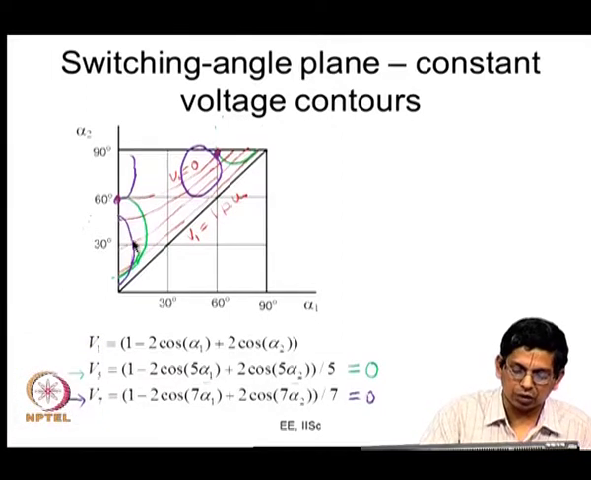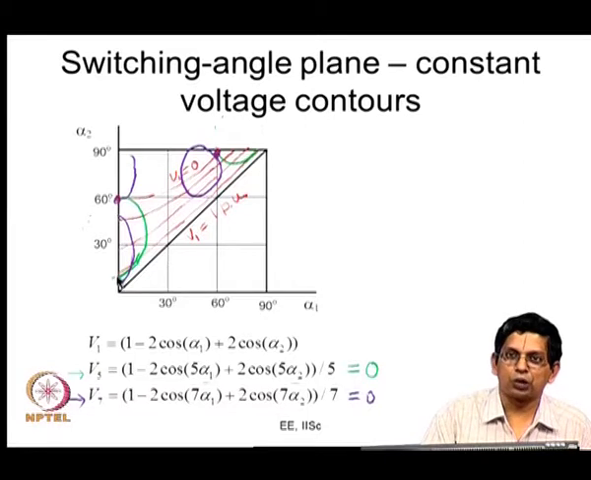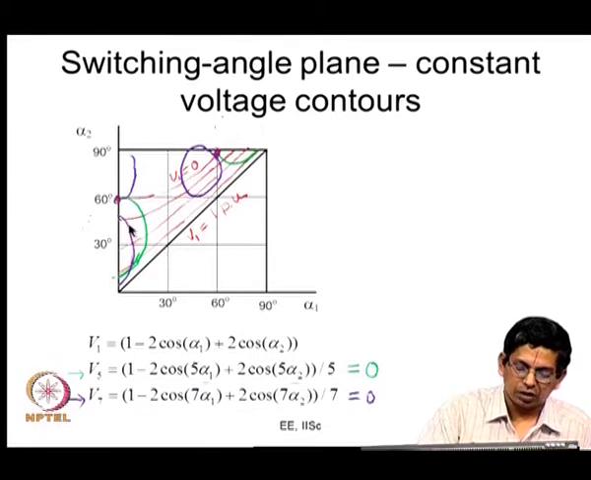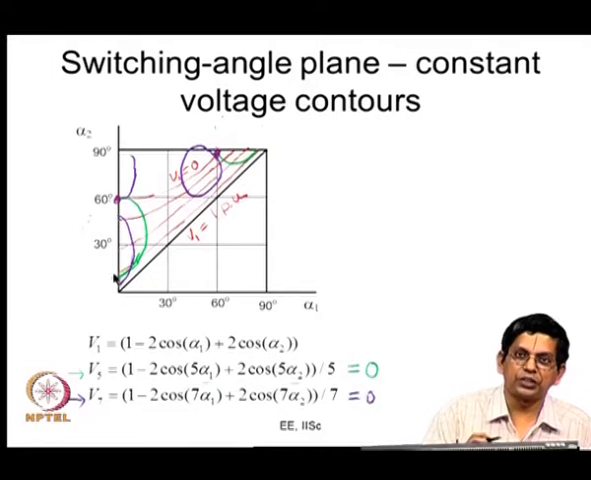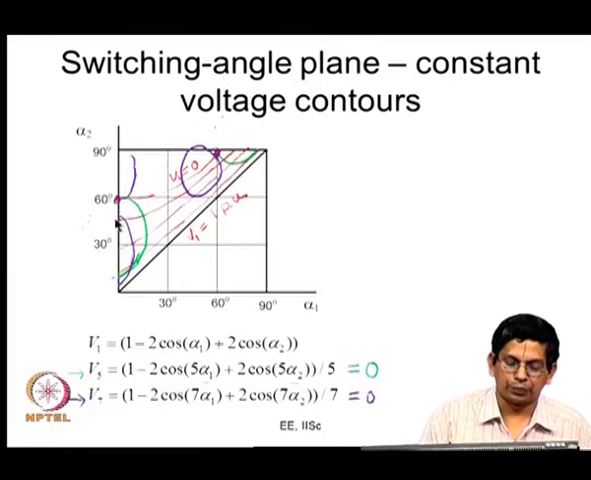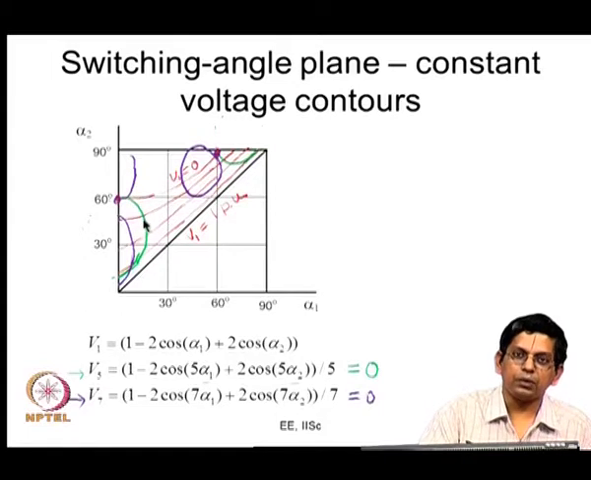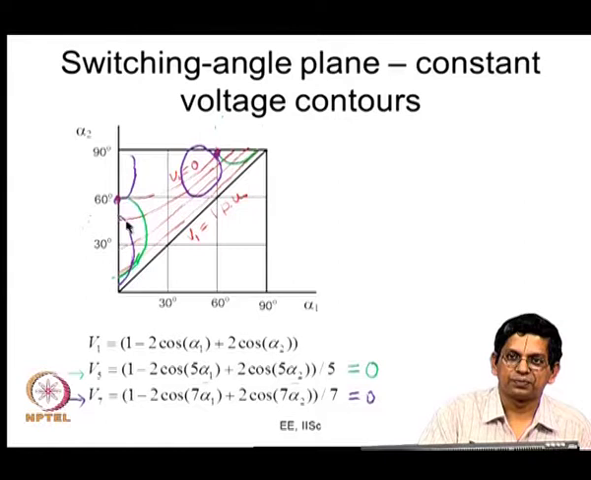So, these are also constant voltage contours, but while those are constant fundamental voltage contours, these are constant harmonic voltage contours. This green line is for example V5 equal to 0, this line is V7 equal to 0. So, now if you choose this point for example, at this fundamental voltage you will get your fifth harmonic to be 0. If you choose this point, you are going to get the seventh harmonic to be 0.